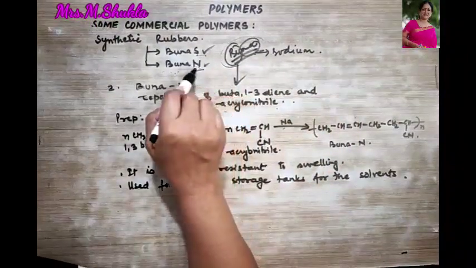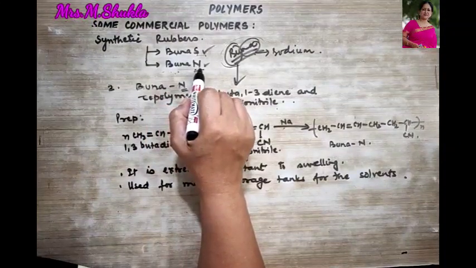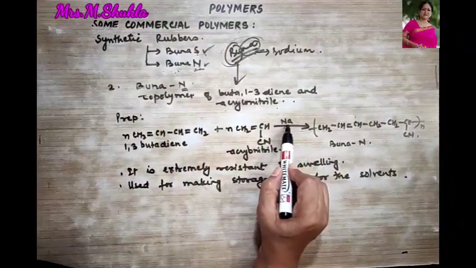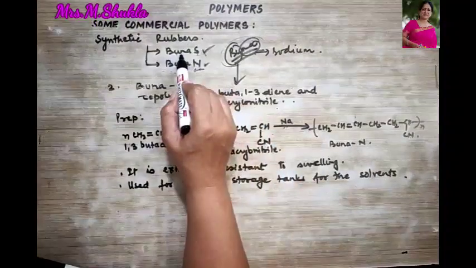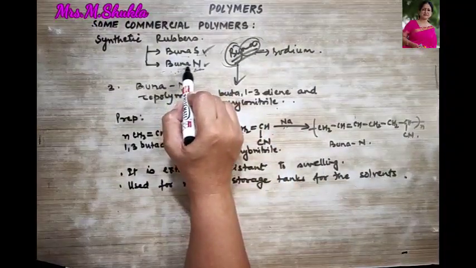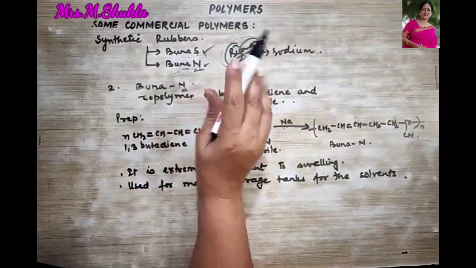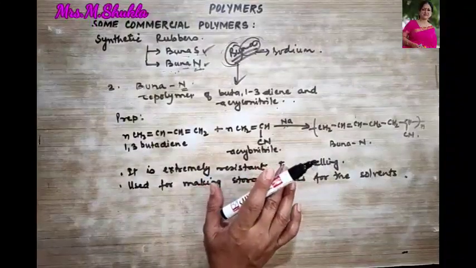Over here we use acrylonitrile. So the letters S and N respectively have been used over here. And in both the cases we are using sodium, in the presence of which the reaction takes place. So this word Na has come in, and thus we get the full name as Buna S or Buna N. So with this we wind up with the synthetic rubbers.